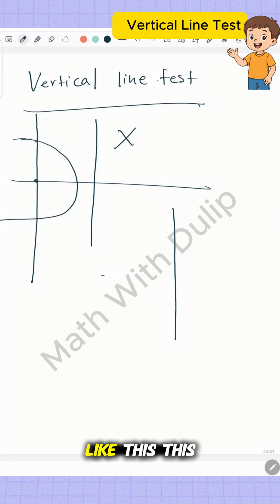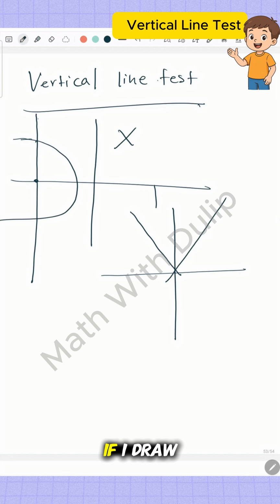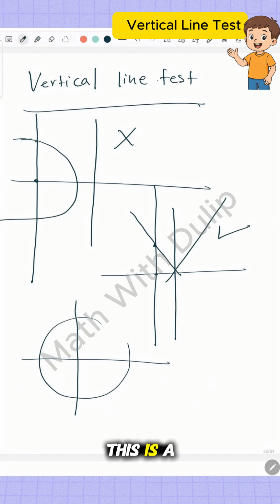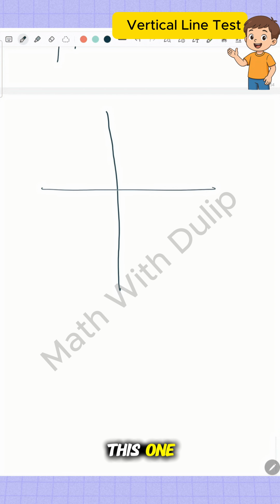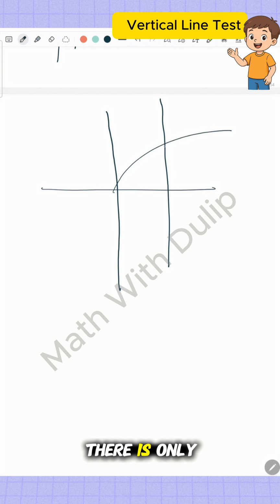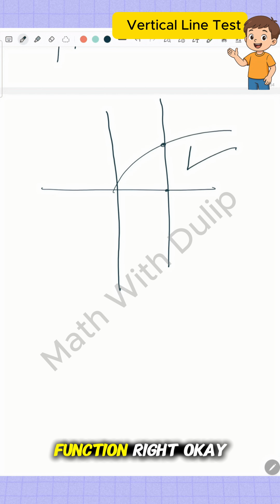See, if I draw a vertical line on this function, you can determine that we have only one y value for the given x. So this is a function. Look at this. This is a circle. I draw a vertical line. There are two y values for a given x. So this is not a function. And then look at this one. Draw a line. There is only one y value for the given x. Yes, this is a function, right?